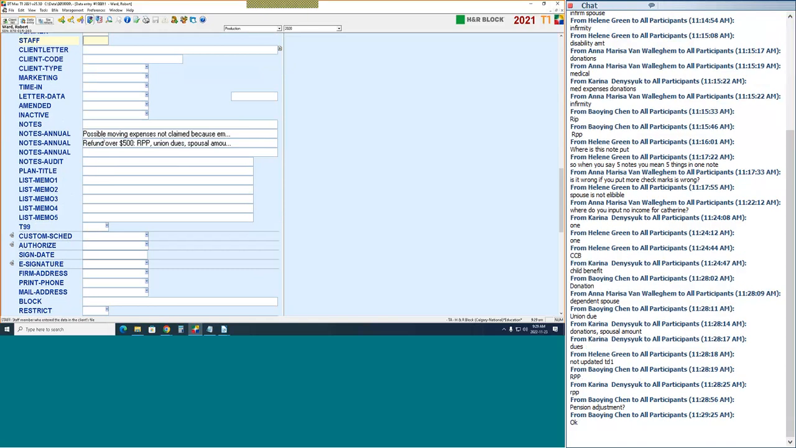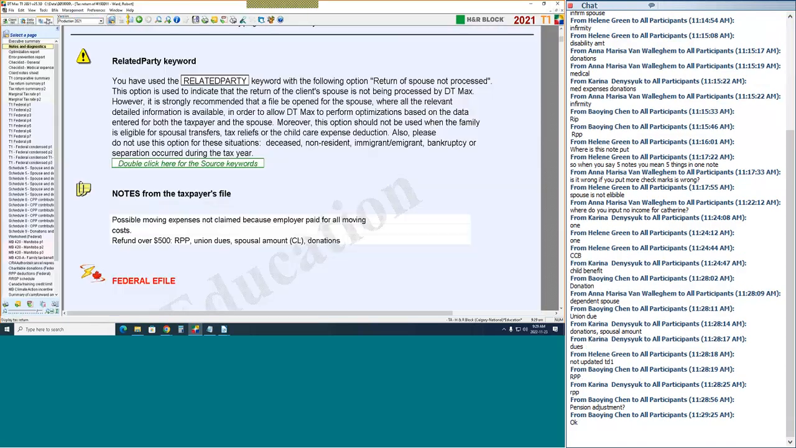Okay, and then I made my own extra note, which was optional but not necessary, which is in this year, and I'm still going to make this a notes annual because it's relevant to this year: possible moving expenses not claimed because employer paid for all moving costs. So that was my note, so that when the client comes back 2 years later and says, oh, I heard we can claim moving expenses. Why didn't you tell me that? I would have claimed moving expenses. I'm not going to remember 2 years from now that they had their employer pay for everything.